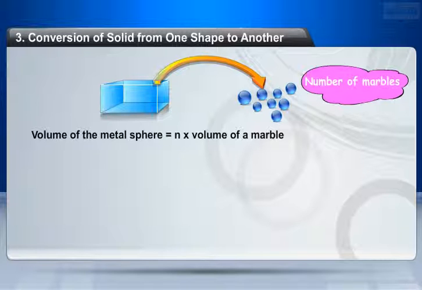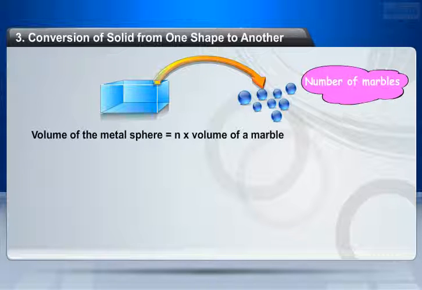Consider a scenario in which a large metal sphere is converted into smaller metal marbles. We would observe that the volume of the bigger metal sphere equals n into volume of each smaller marble, where n is the number of smaller marbles that got converted. And we notice that the surface area of the metal sphere is not the same as that of the surface area of each marble.